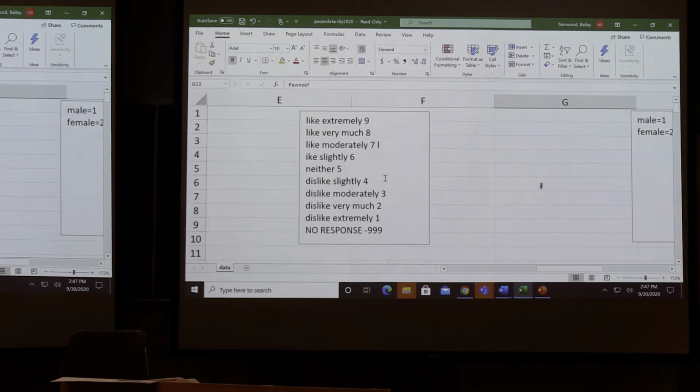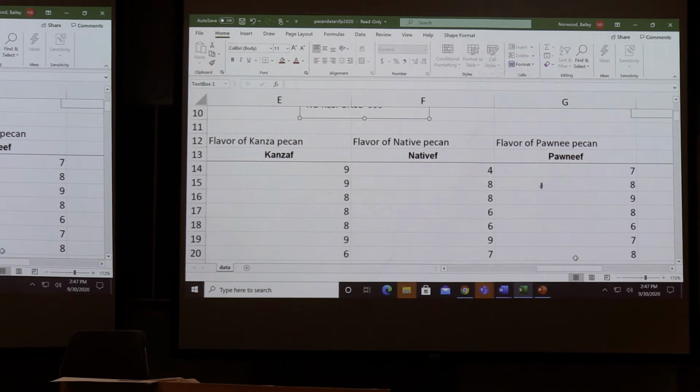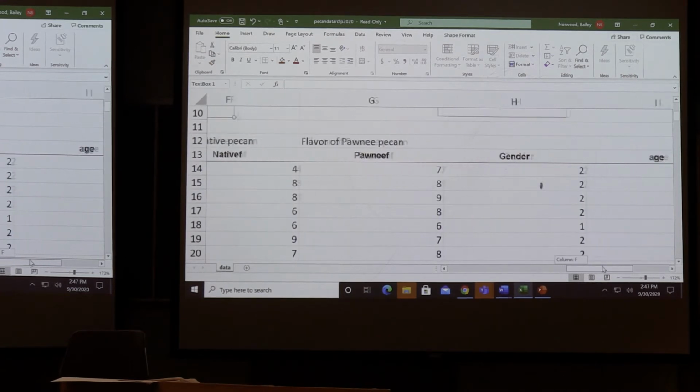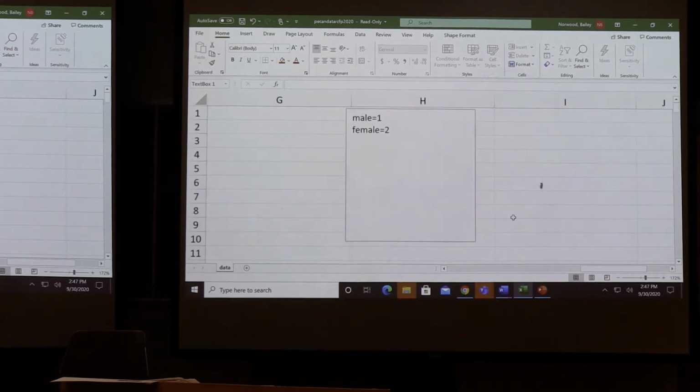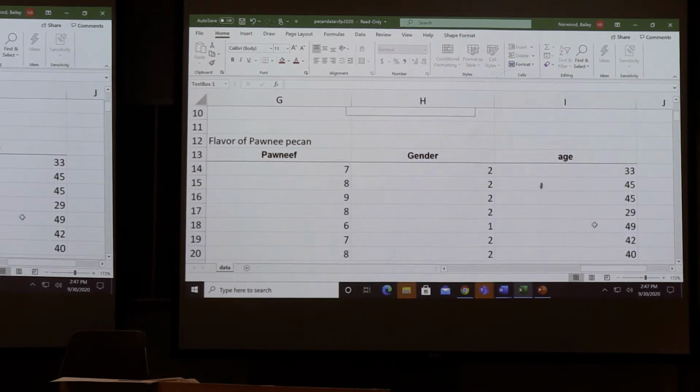And in case you forget what the scores mean, 9 means like extremely, 6 is like slightly, 2 is dislike very much. You won't have any non-responses. I took those out. So a higher number means they like it better. Some other data we collected are their gender. Up here, male was 1 and female was 2. And we have their age, but we're not going to use it.